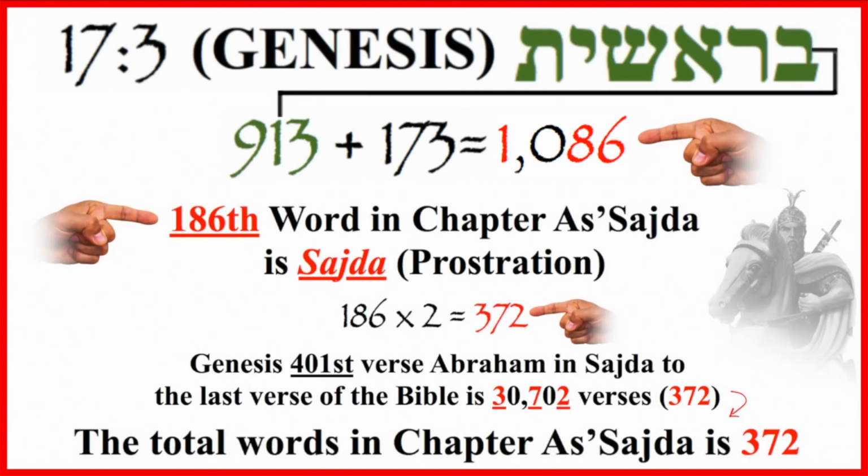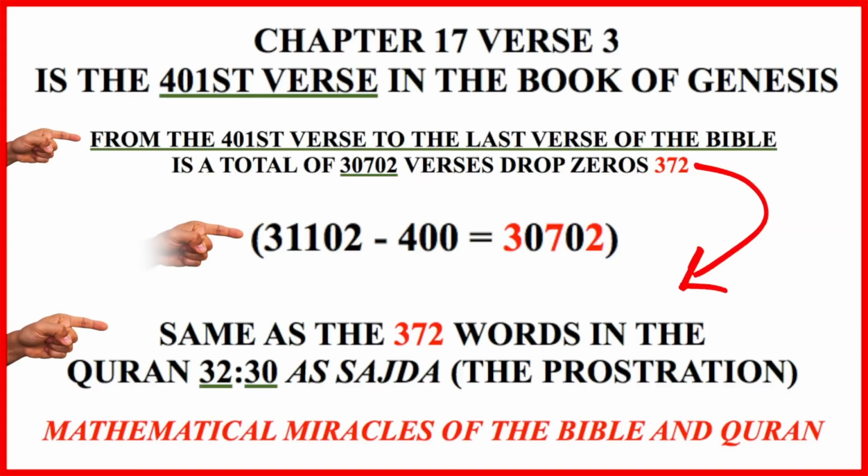Code 186 from the Hebrew text and 186 from the Arabic text. So 186 times 2 equals 372. Which is interesting because chapter 17 verse 3 in the book of Genesis, where Abram prostrates or makes sajdah before the Lord, is the 401st verse of the Bible. From this point to the last verse of the Bible is exactly 30,702 verses. Drop the zeros. 372. Same as the 372 word count in chapter Sajdah, the prostration.